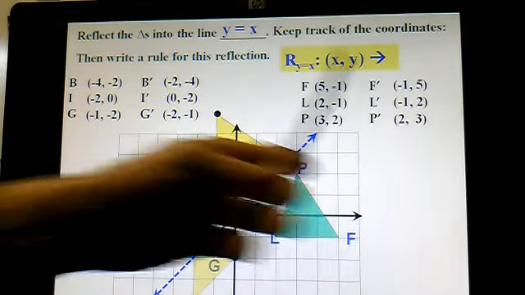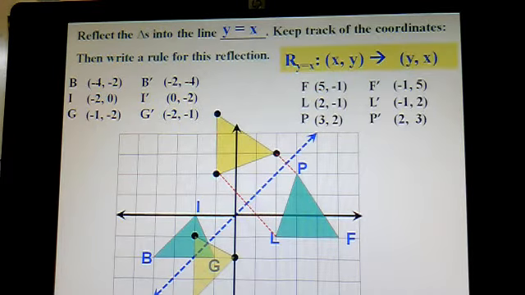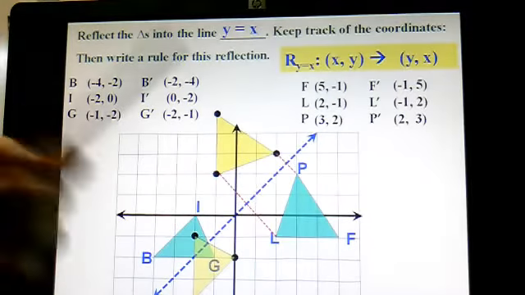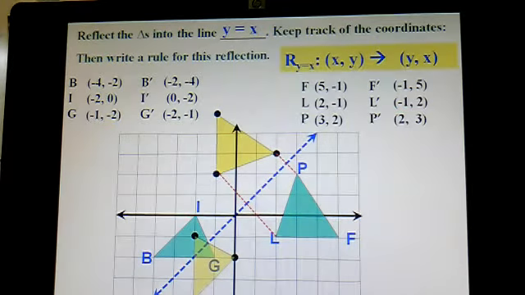The coordinates x, y just switch: the x coordinate becomes the y coordinate, and the y coordinate becomes the x coordinate. They just reverse. So if I told you, hey, reflect 10, 7 into this line y equals x, you could quickly go, hey, that's 7, 10. If I told you to reflect -50, 1, you just change it around. Now it's 1, -50. That's the idea.